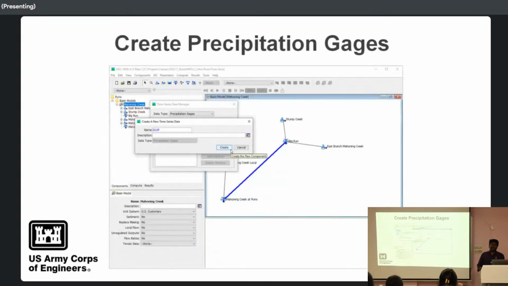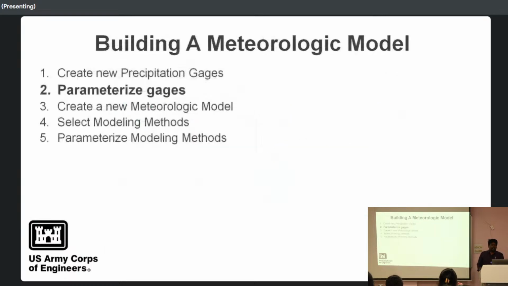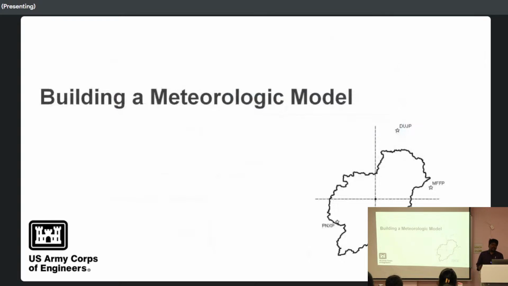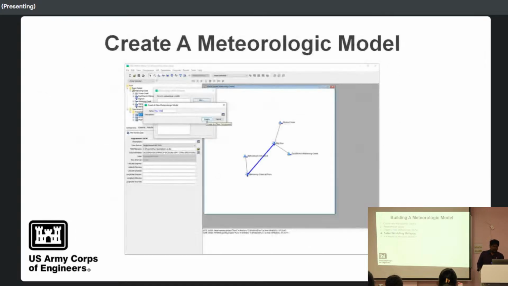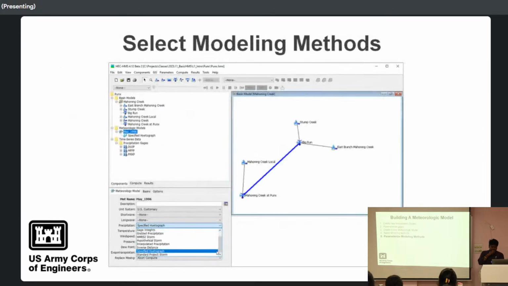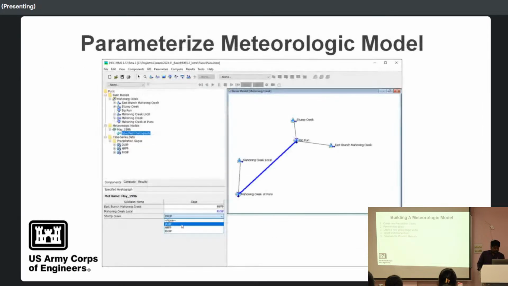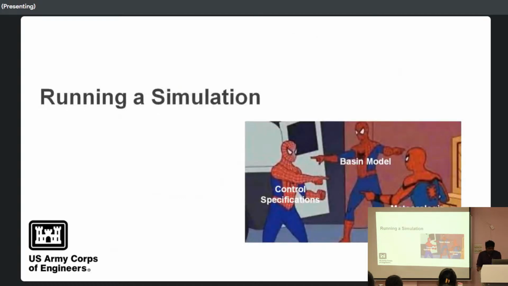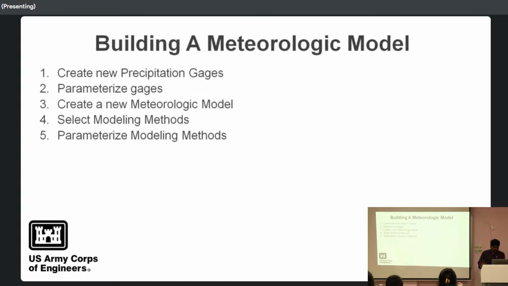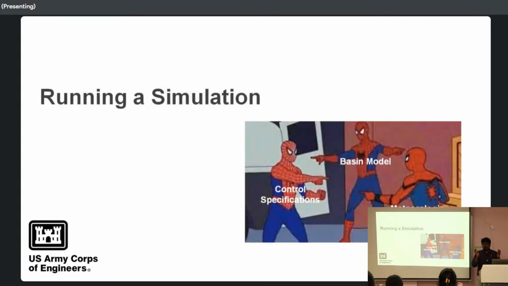So this is the precipitation gauges. I will put, then parameterize the gauges. Then I will choose my meteorological model, as I told. After the meteorological and control specification, there is one control specification before the simulation and the running of the model.